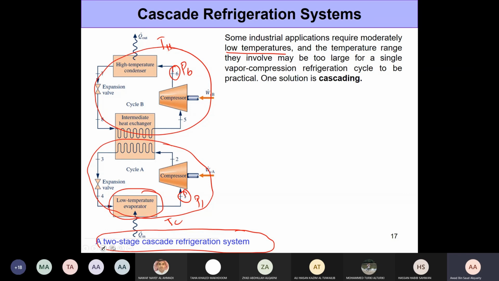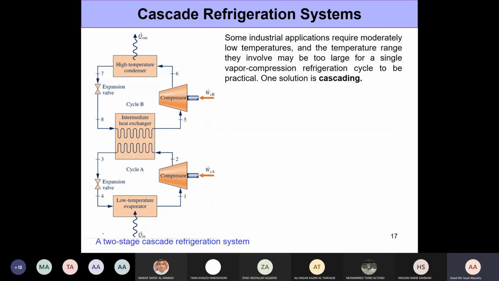Now, what exactly is happening here? If you want to think about this in terms of the Rankine cycle, this is very similar to the binary cycles we discussed there. So here we are having two cycles, cycle A and cycle B. These two cycles have their own mass flow rates, m dot A and m dot B, and their own refrigerants, refrigerant A and refrigerant B.